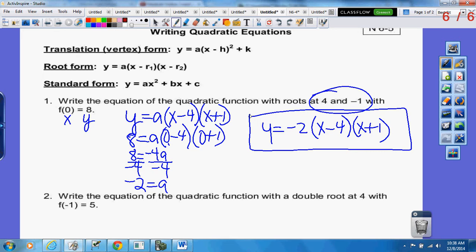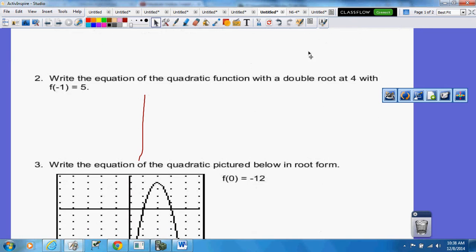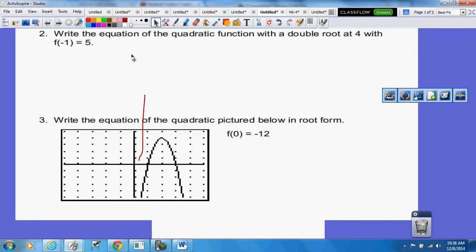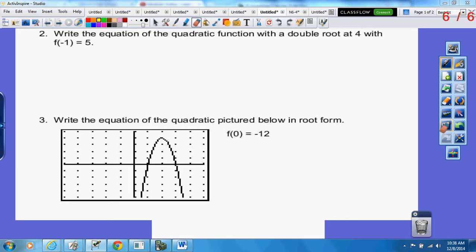So now I'm going to do the same thing for number 2. Now remember, if you need to pause your video, go ahead and do so now. Okay, so look at number 2. It's telling me I have a double root of 4.